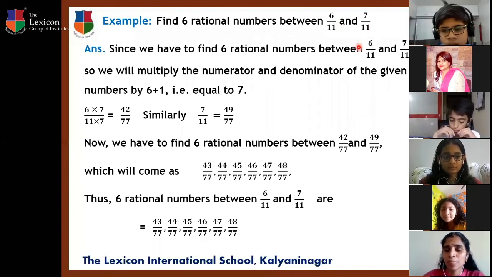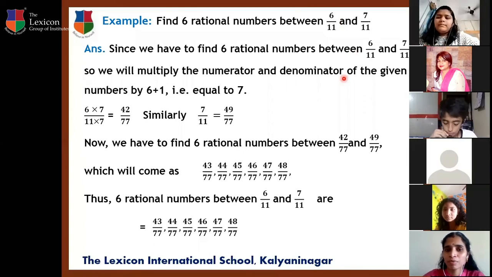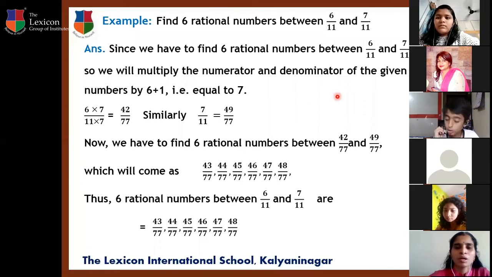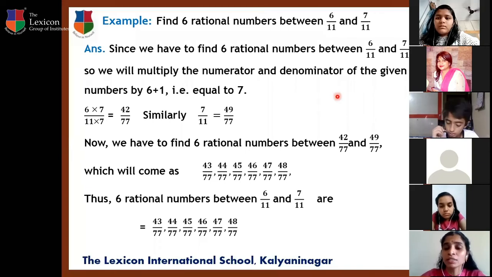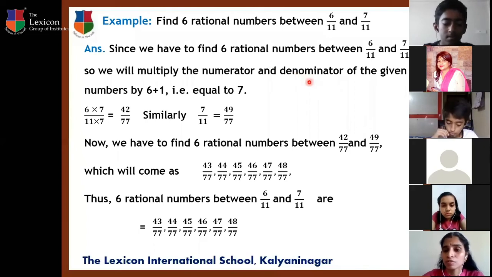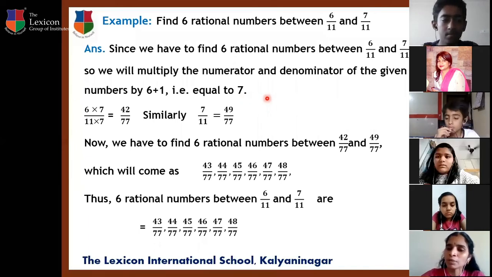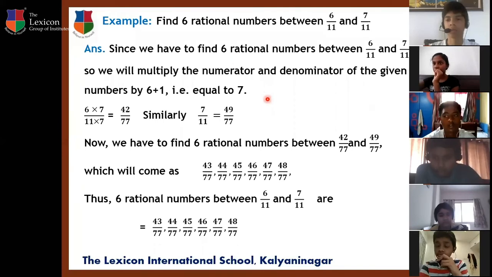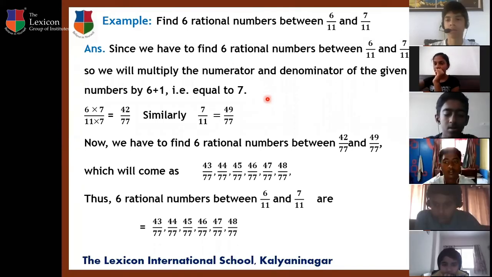I'm having one doubt, ma'am. How can we insert 100 rational numbers between minus 3 upon 13 and 9 upon 13? Ma'am, I'm not able to understand. How have we applied it in the question on the screen? Here, 6 upon 11, I have multiplied by 7, since 5 rational numbers are needed. So if you need 100 rational numbers, you will multiply numerator and denominator by 101. Clear? Okay, ma'am.